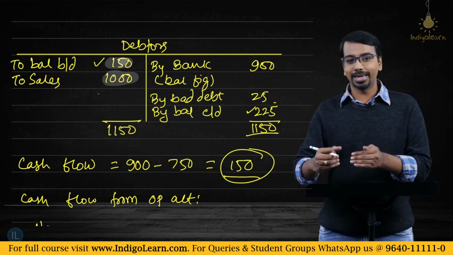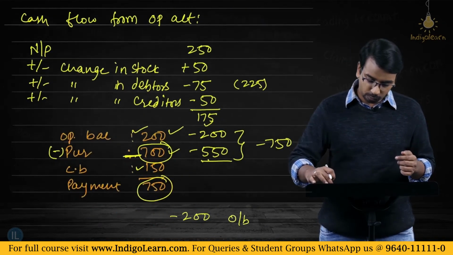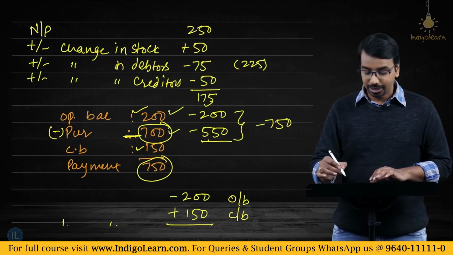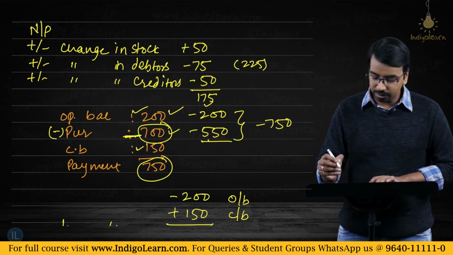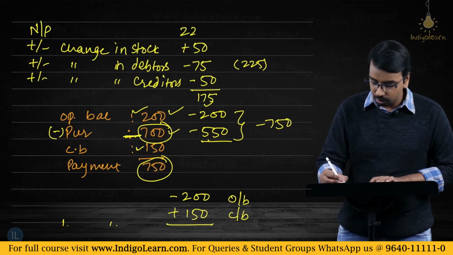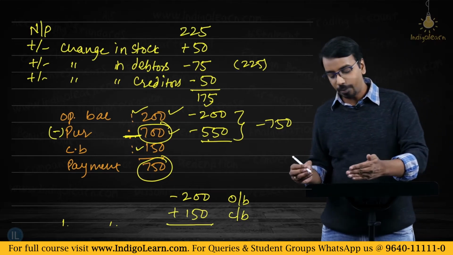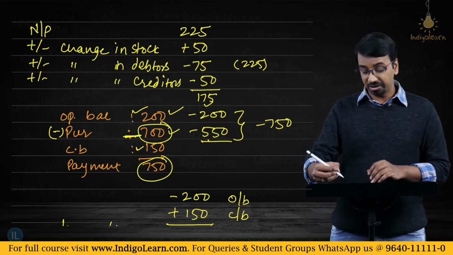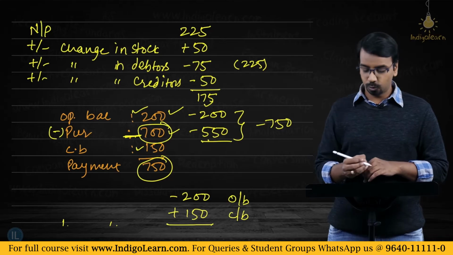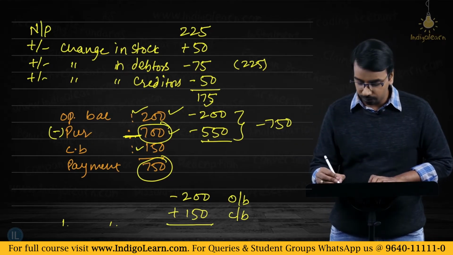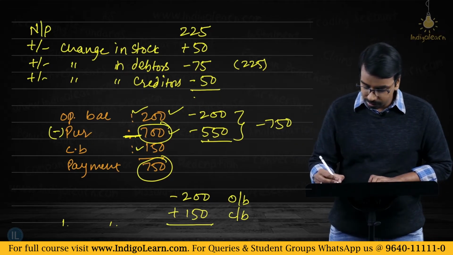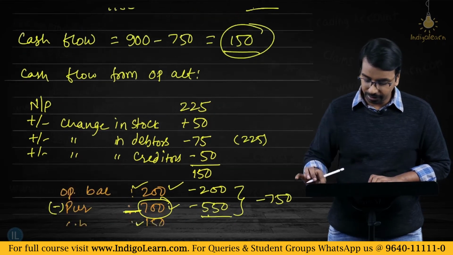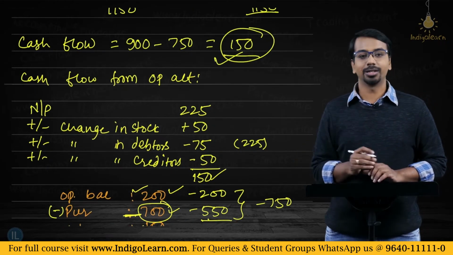Now, this was another direct method. If I have to present it in the format of the indirect method, what will I do? Net profit will change. Instead of 250, it will become 225, and automatically your cash flow gets adjusted. So 225 plus 50, 275, minus 75, 200, minus 50, 150. So this now becomes 150. So this automatically gets adjusted.